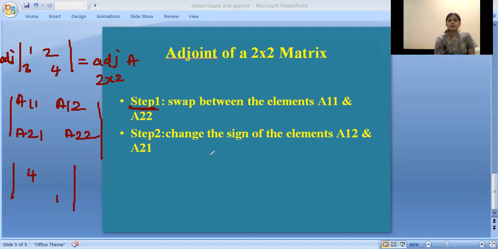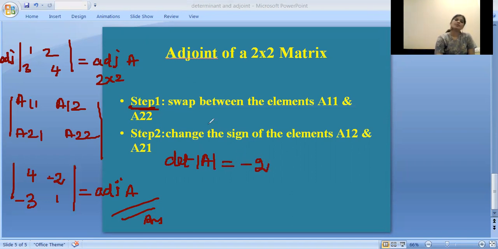Then step 2 is you have to change the sign of the elements A12 and A21. The 2 already contains a plus symbol, so you have to change it to negative. Similarly, the 3 is positive and you have to change it to minus. So here we got the result for the adjoint of the matrix, and we found the determinant of the same matrix, and the determinant of A was negative 2.